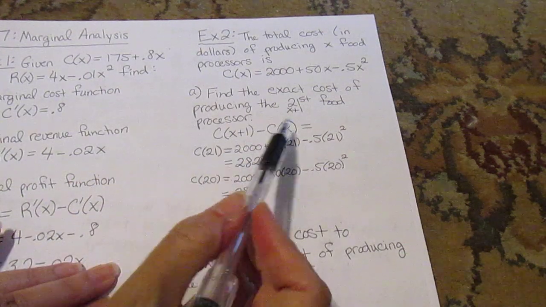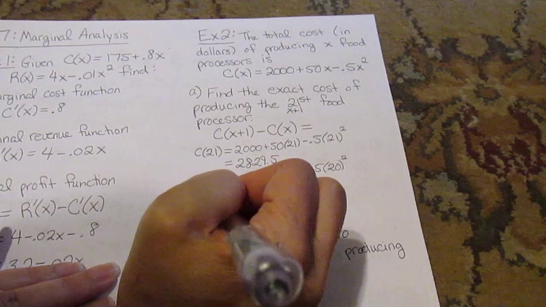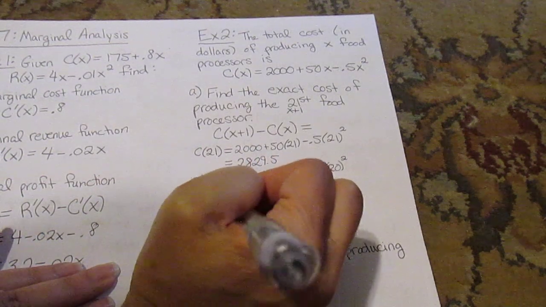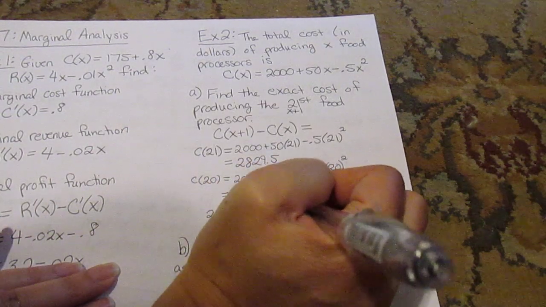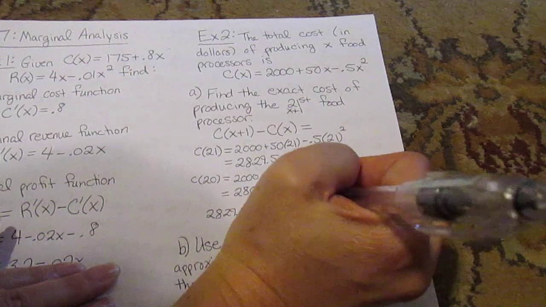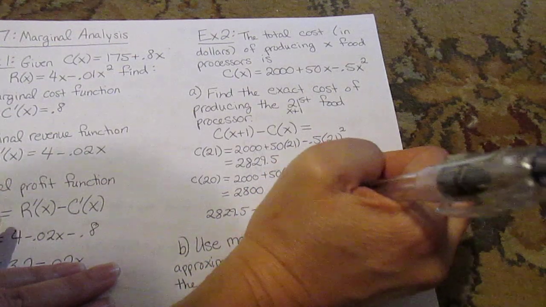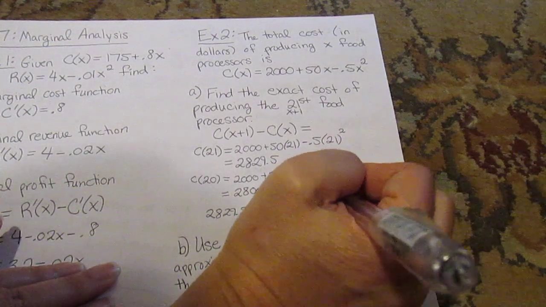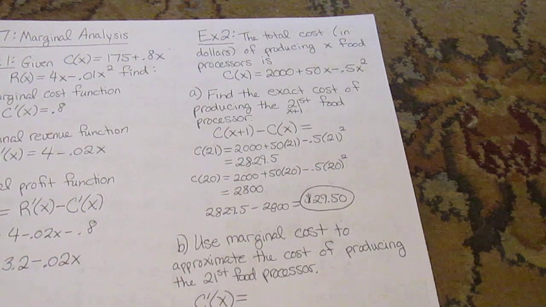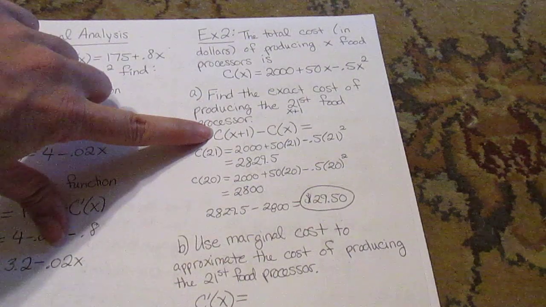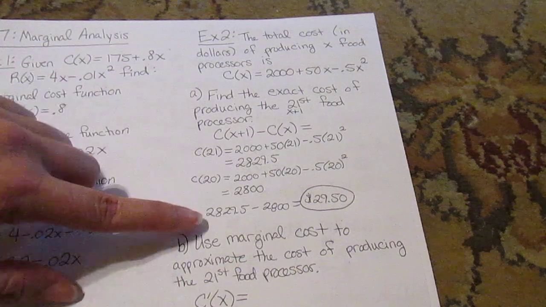Okay, so then plugging them into our formula up here, I have 2,829.5 minus 2,800 equals $29.50. Okay, so that was our exact cost. When they ask for the exact cost, figure out C of x plus 1, figure out C of x, and then subtract them.